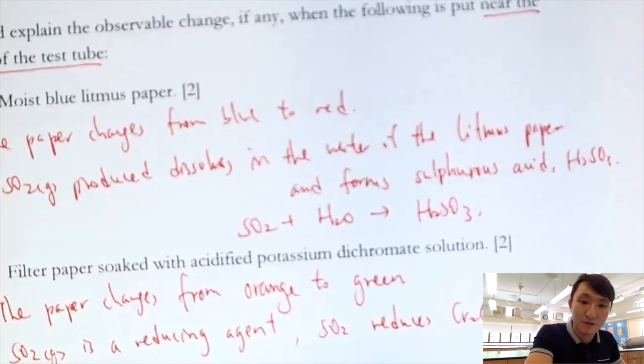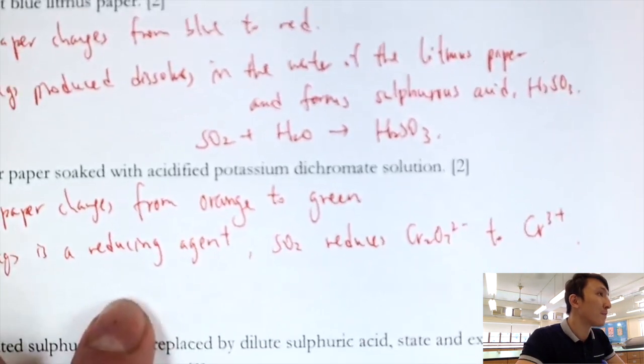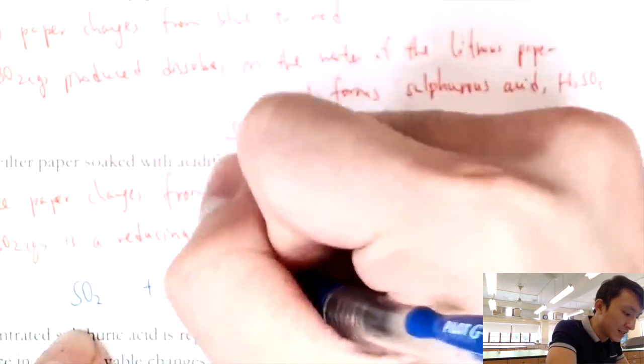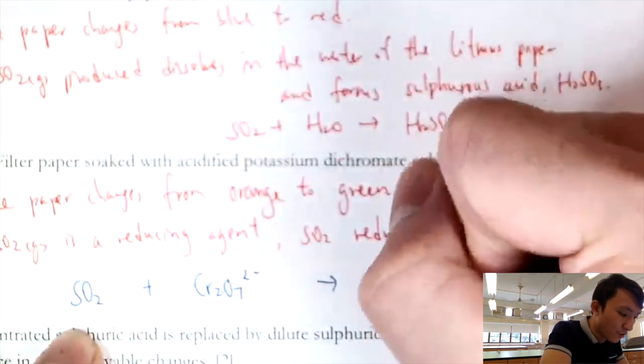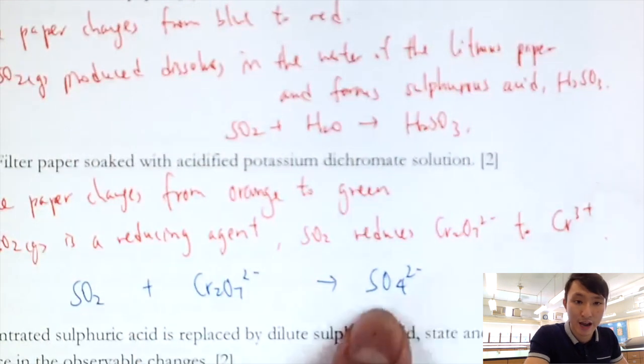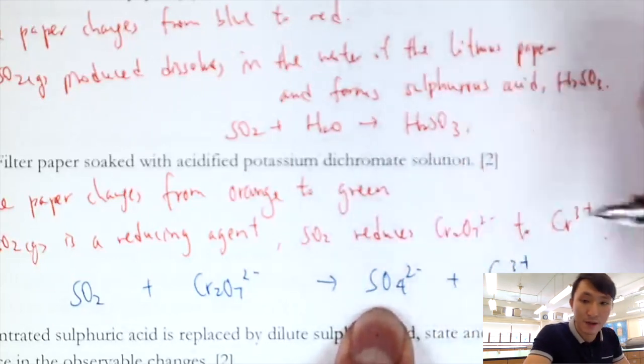You may also put down a chemical equation to substantiate your answer, but I understand that this time is quite difficult to write. But if you wish, I can still help you. So we will put down SO2 reacts with Cr2O7 2- to form SO4 2-. It will form sulfate ion. If you're not sure, you can check the previous part regarding the common reducing agents. For chromium, it must form chromium 3+.